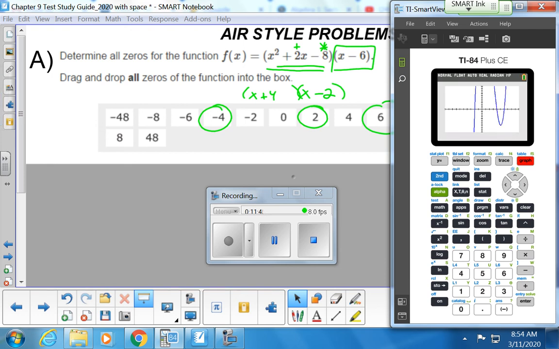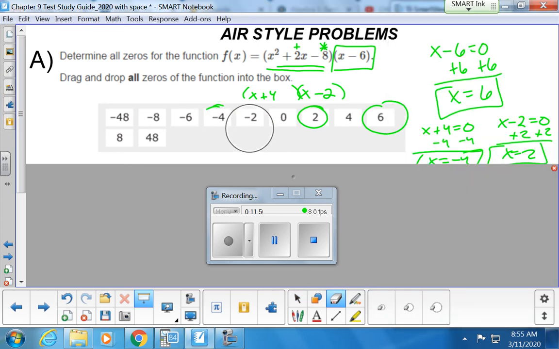Uh-oh. Maybe we messed up. -2, positive 4, and positive 6. Gosh, good thing we did our experiment. We messed up. Do you see where you messed up? We messed up our factoring. Wow. We selected positive 4 and -2. Wait a minute.